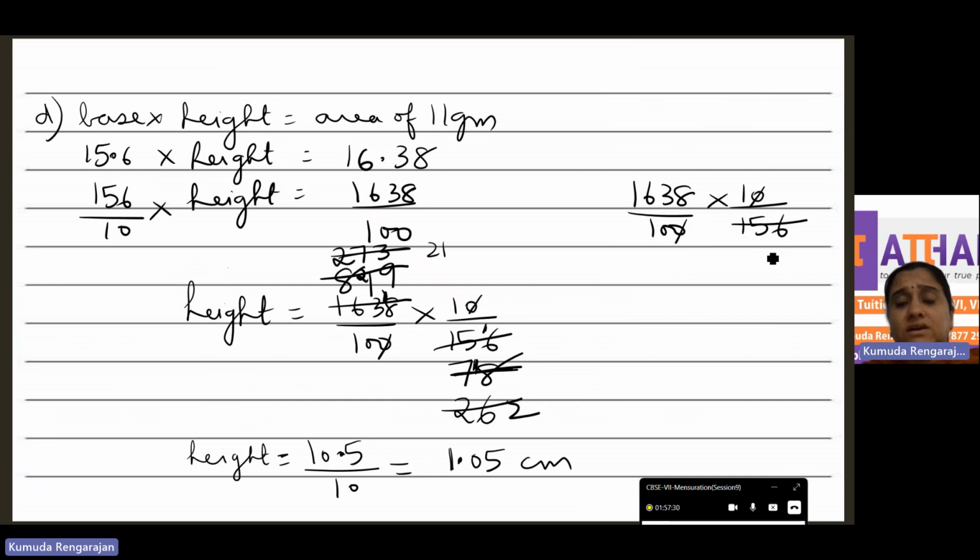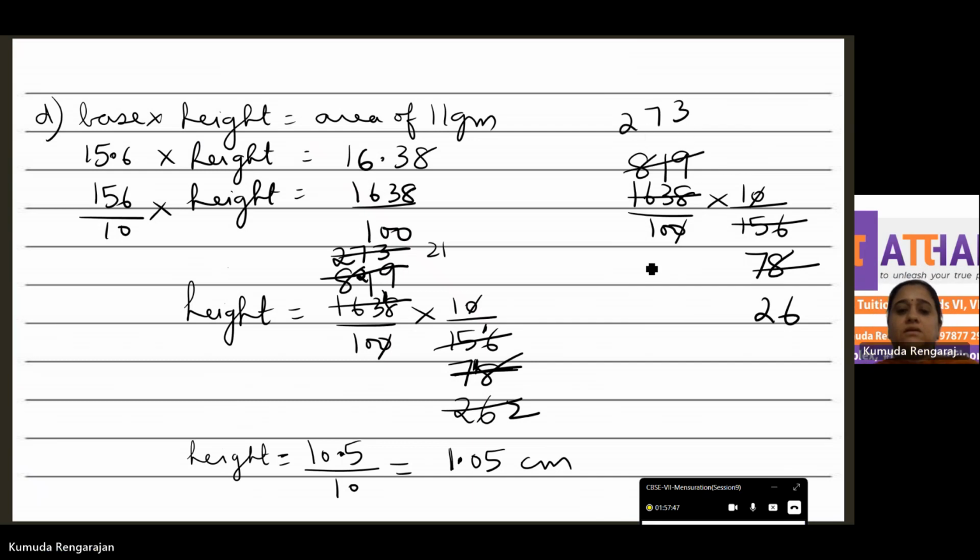We took 2 first, I think. 2 sevens are 14. And 2 8s are 16. Then we got 2 8s are 16, 2 1s are 2, 2 9s are... Then 3, 26 times and 3, 273 times. Then we did 13, 13 twos are 26, and 13 21 times. Yeah, this is what we did.